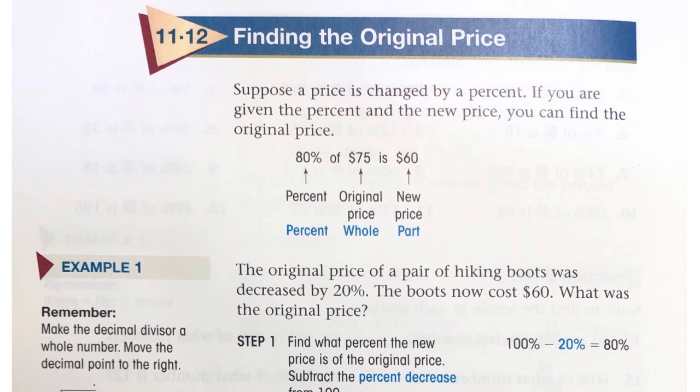Basic Math, Chapter 11, Section 12, Finding the Original Price. Suppose a price is changed by a percent. If you're given the percent and the new price, you can find the original price. So we've got a percent. The original price is the whole. The new price is the part.